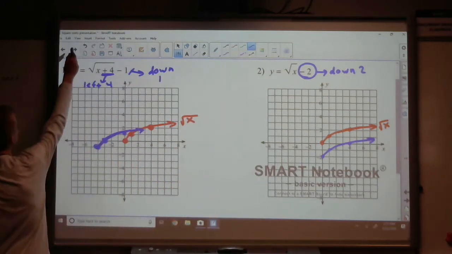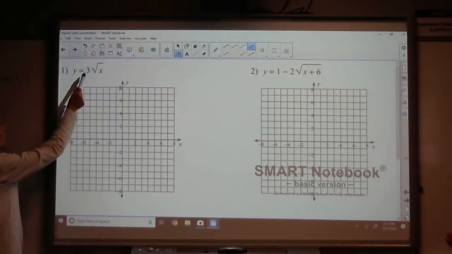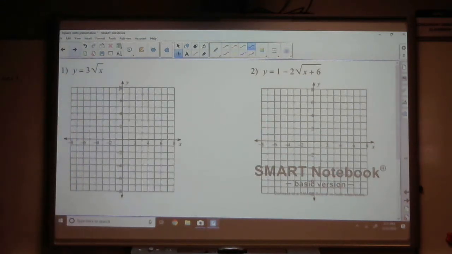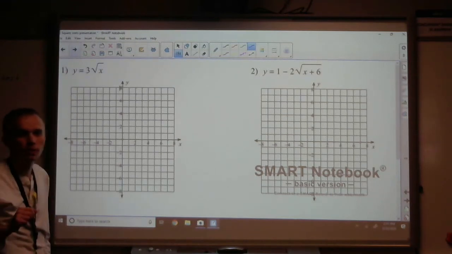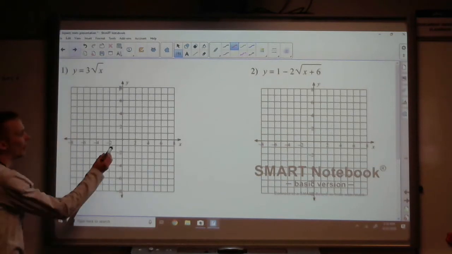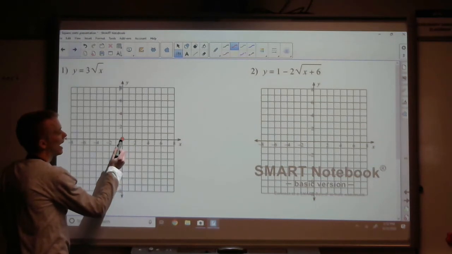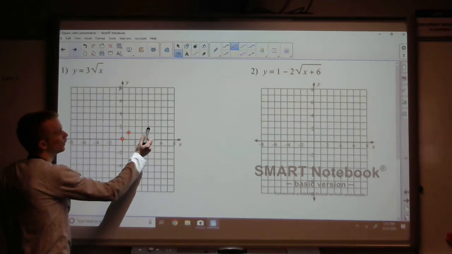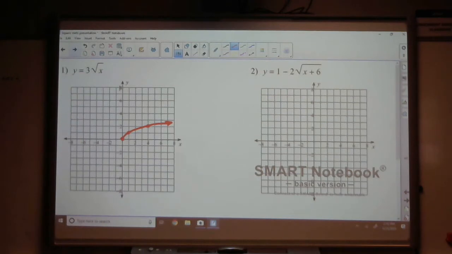A few more examples I want to look at real fast is what happens when you throw an a in front, okay? So in this one I have a 3 times the square root of x, okay? And I want to know what that looks like, okay? Well, my regular square root graph, we'll sketch it again, at 0 it's 0, at 1 it's 1, at 4 it's 2. Okay, that's our square root graph.